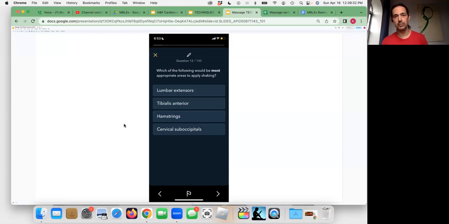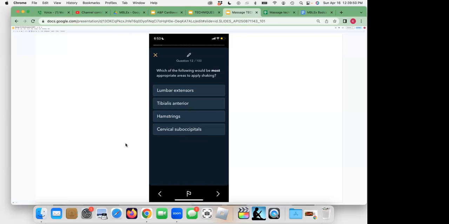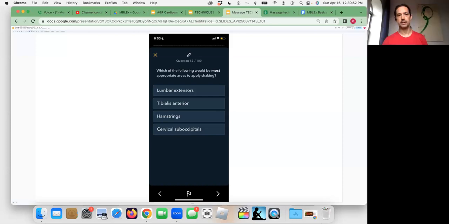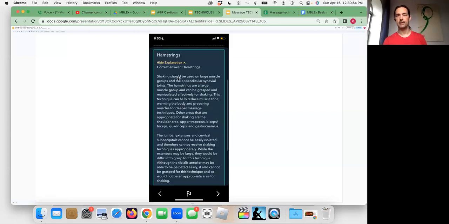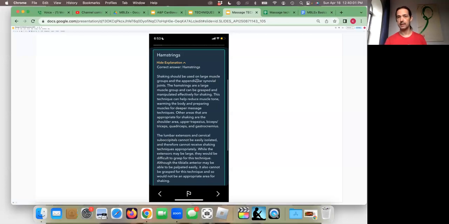Which of the following would be the most appropriate areas to apply shaking? Lumbar extensors, tibialis anterior, hamstrings, or cervical suboccipitals? Which one? Hamstrings. It's the hamstrings. Shaking is used on large muscle groups and the appendicular appendages, so arms and legs.